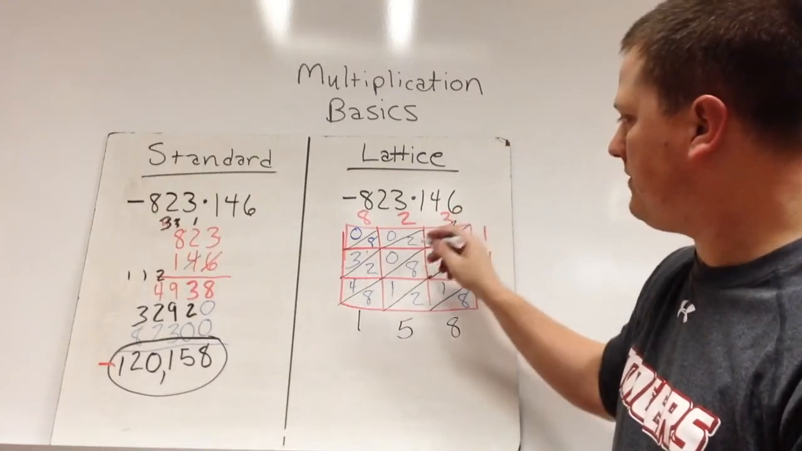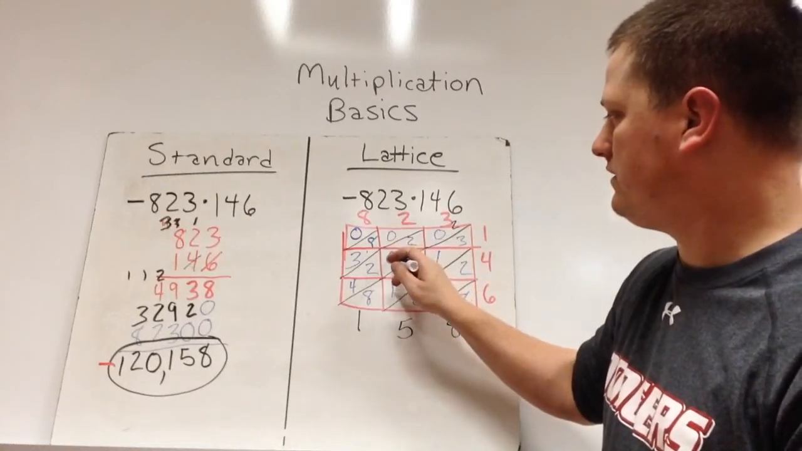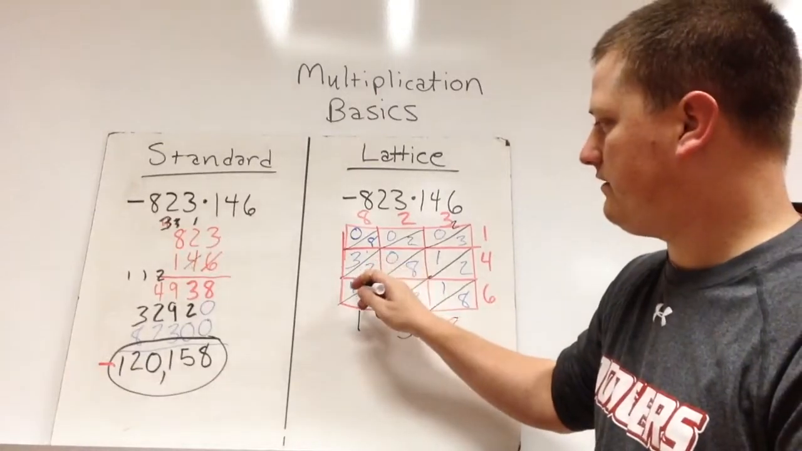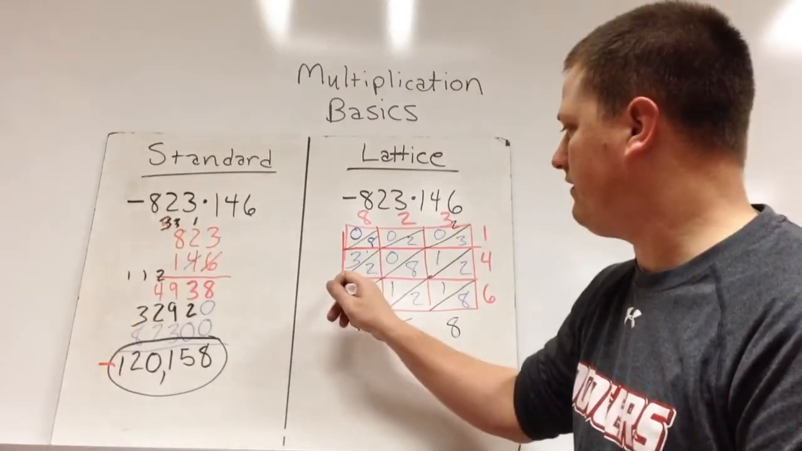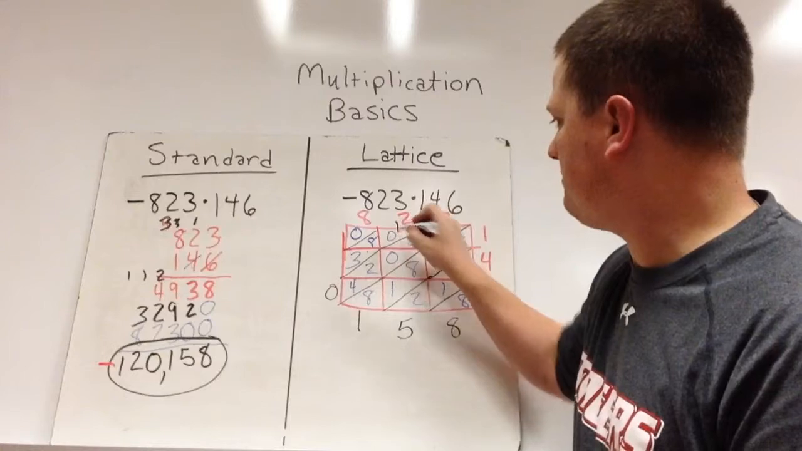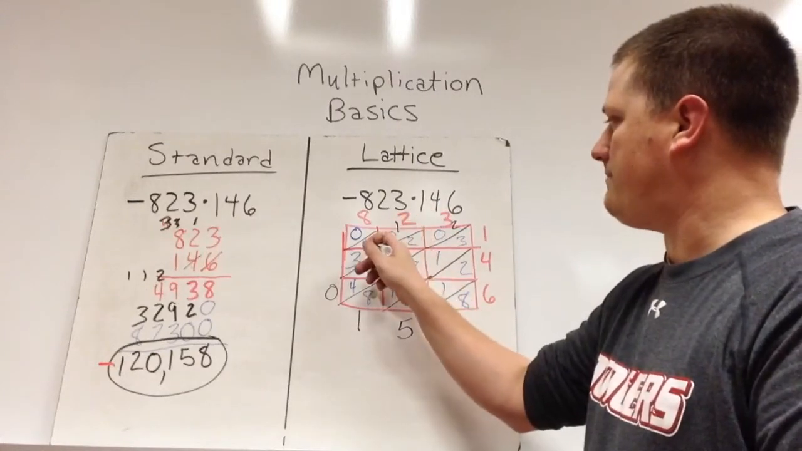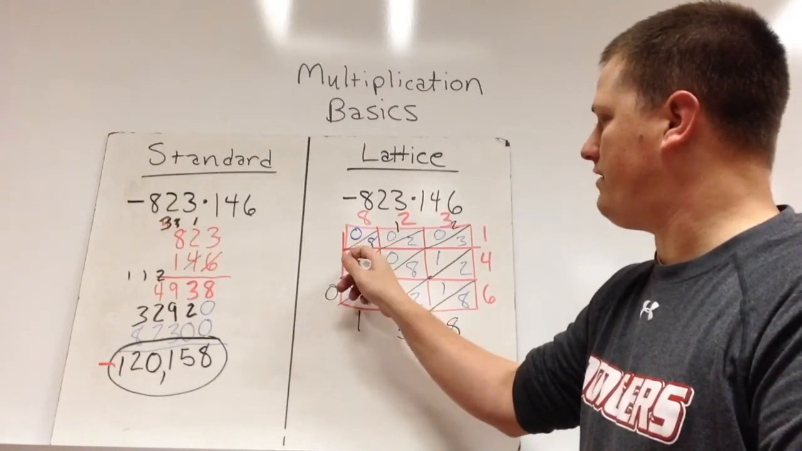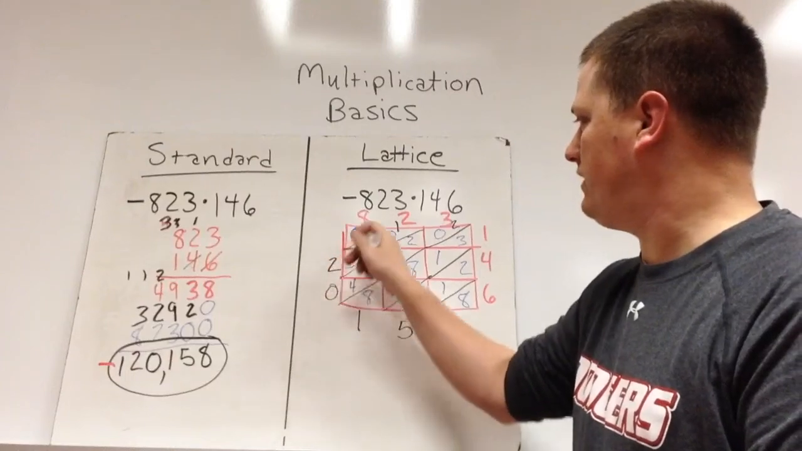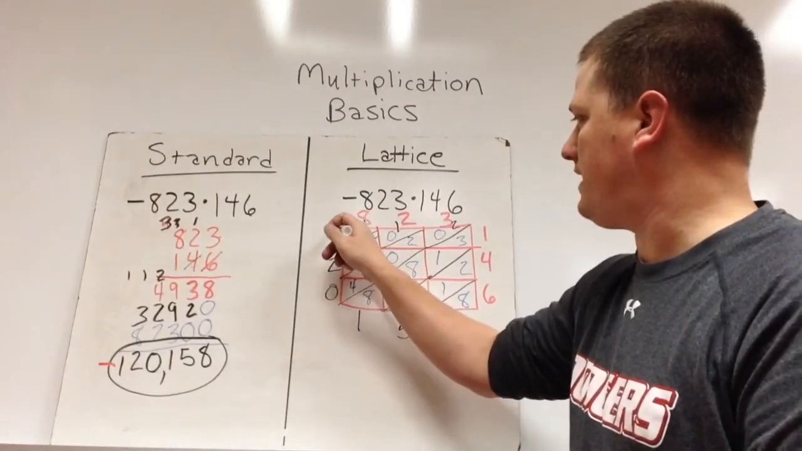2 and 0 make 2. 2 and 2 make 4. 2 makes 6. 4 makes 10. That's a 0. Carry up a 1. 1 and 8 makes 9. 9 and 3 makes 12, so that's a 2. Carry up a 1. 1 and 0 makes 1.